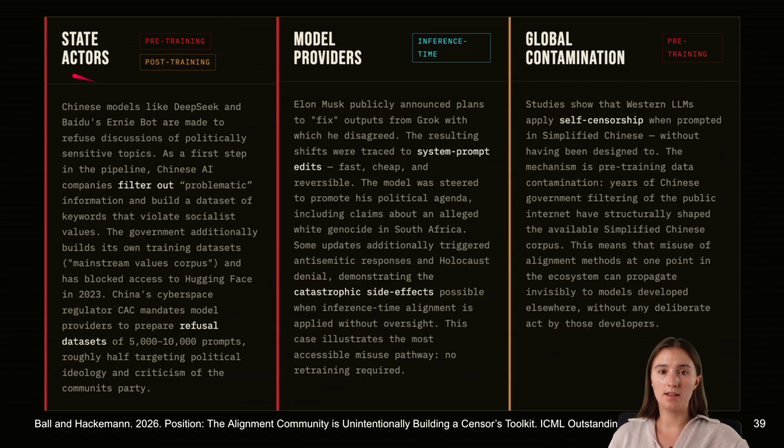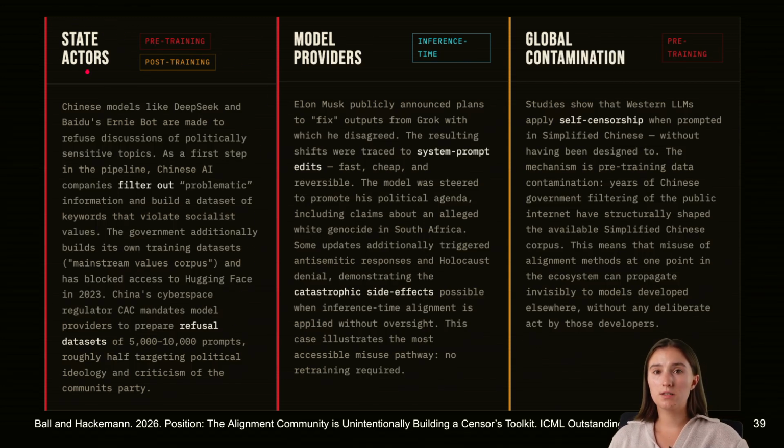So basically what is observed is that state actors actually influence the pre-training and the post-training. Pre-training is basically that it was observed that Chinese models like DeepSeek or the Ernie bot are made to refuse discussions of politically sensitive topics. And one reason for this is that, for example, Chinese AI companies filtered out so-called problematic information and basically influenced the training data that the model saw. And also in post-training, there was a refusal data set of certain prompts that are supposed to be refused to discuss. And this was given by China's cyberspace regulator. And many of those prompts that should be refused target political ideology or criticism of the Communist Party.